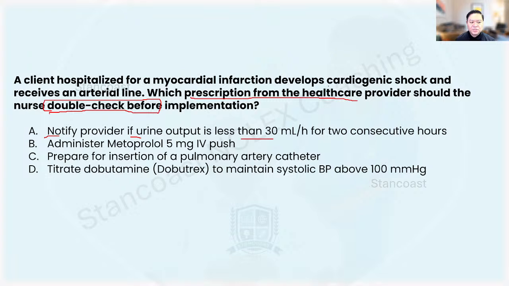And guys, our situation here points out that the patient has cardiogenic shock. So this is actually in the midst of the chaos. Cardiogenic shock is a life-threatening condition. You're actually in the midst of the chaos here. You're trying to do everything the doctor has ordered you to do. So we have Mariam answering letter D, titrate Dobutrex to maintain systolic BP above 100 mmHg.